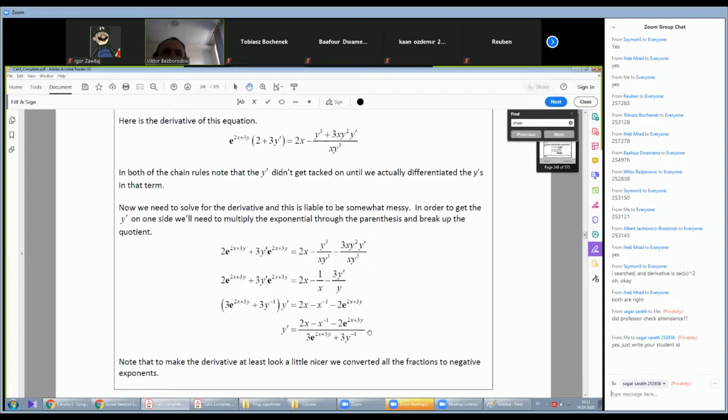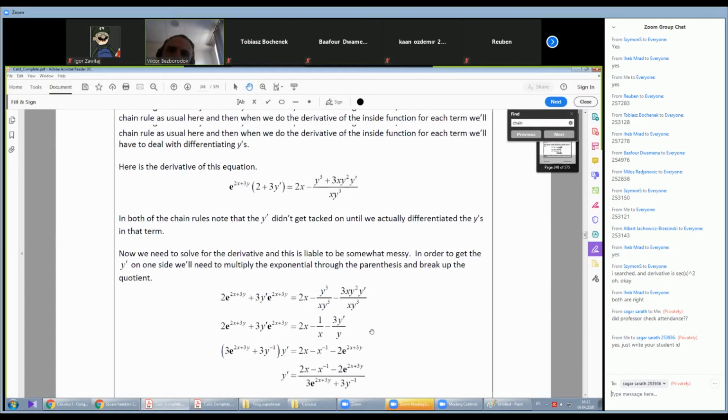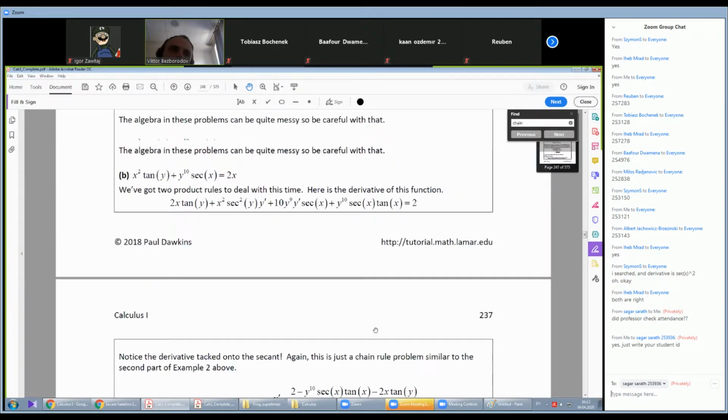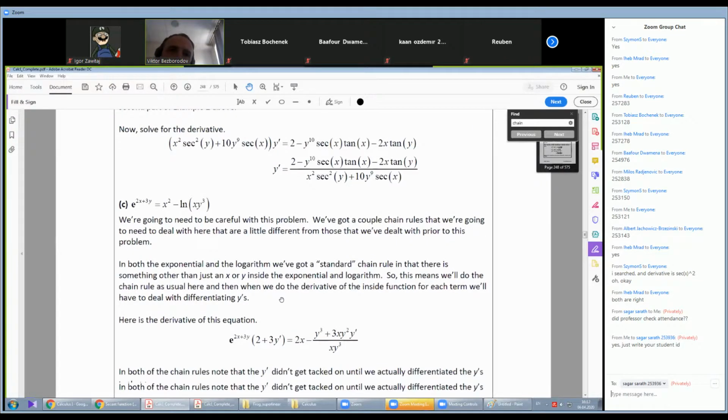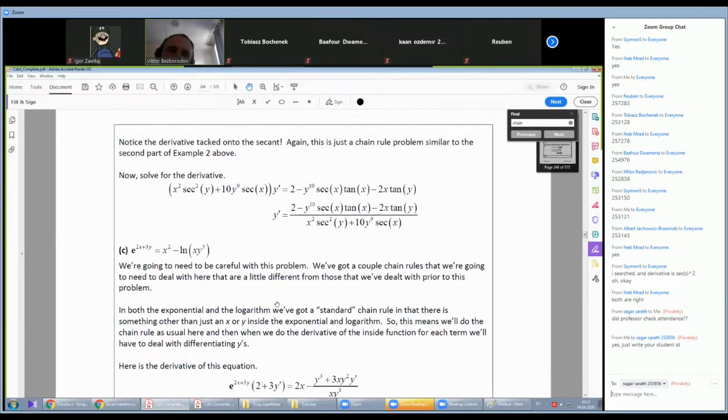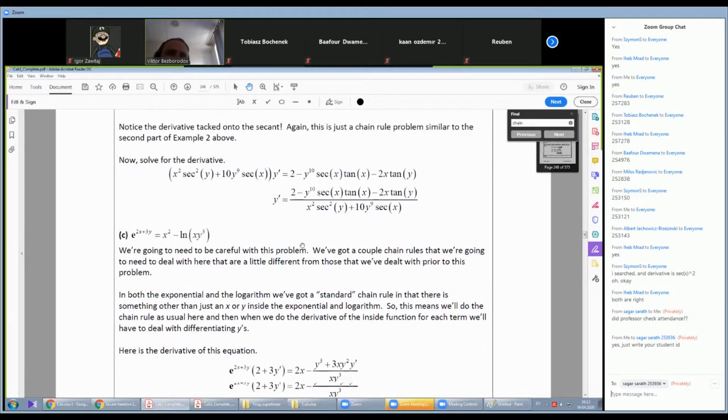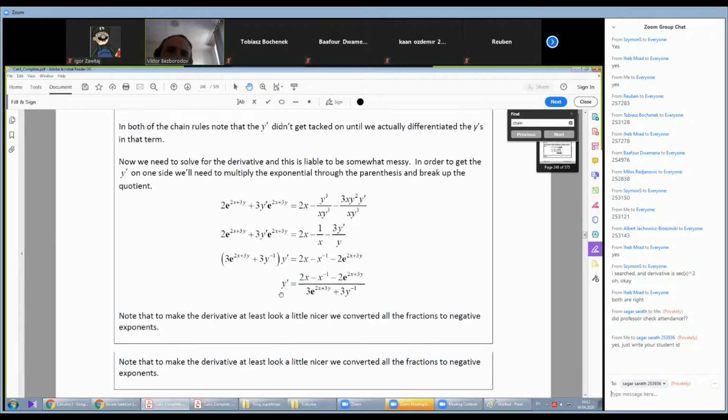So this is the derivative for the implicit function, right? An implicit function is given by an equation, for example, by this one. It may not be uniquely defined, but you can still always, well, not always, but in our cases, in this course, you can take the derivative and find y prime.